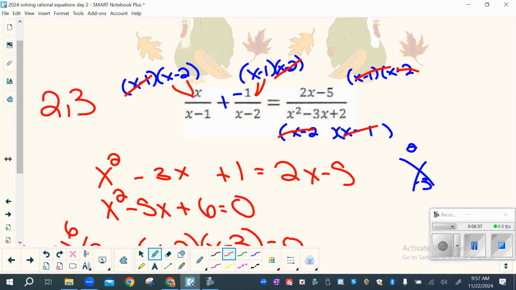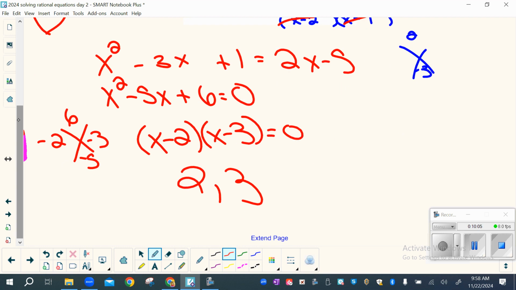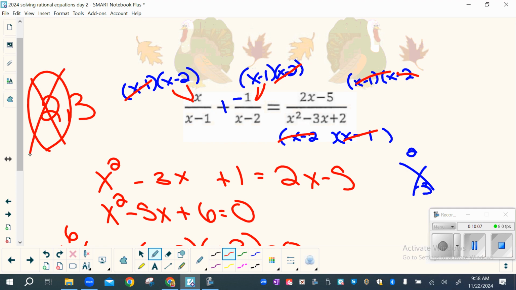Okay, so look at this. If I plug in 3, 3 minus 1, that's okay. 3 minus 2, that's okay. But watch what happens when I plug in 2. 2 minus 1, that's okay. 2 minus 2 is 0. Does that make sense? The minute I get a 0, bad answer. Did you guys get that 2 is bad?